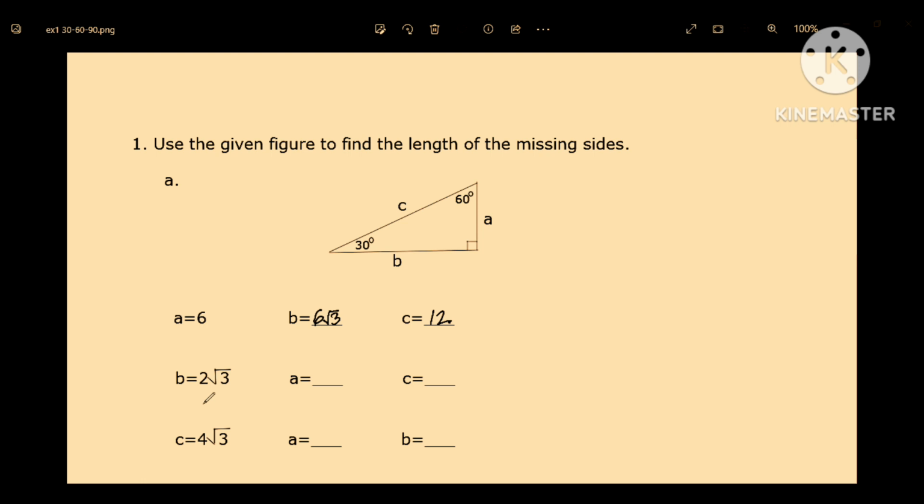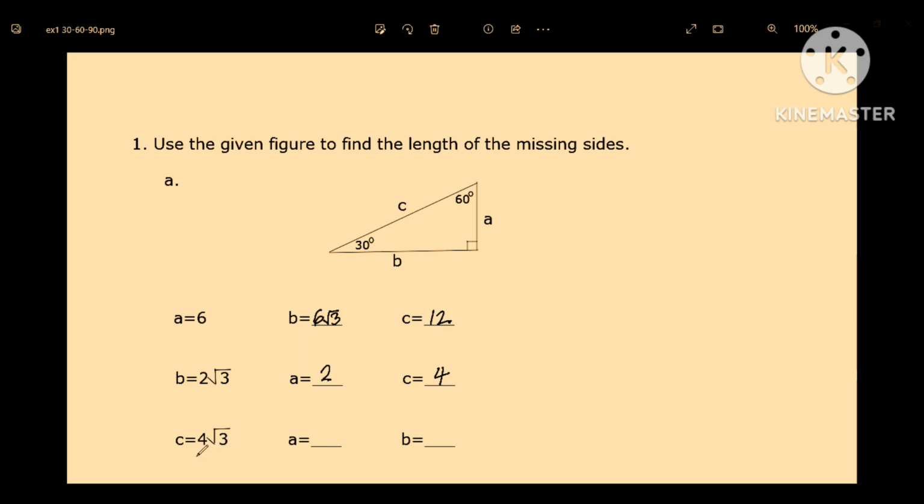What if b is given? The longer leg, which is 2 square root of 3. So to get the shorter leg, since the longer leg is the shorter leg times square root of 3, this time, we can get a by just removing square root of 3, di ba? So a must be equal to 2. Okay? And again, since the hypotenuse is twice the shorter leg, then c must be 4. Okay, so let's have the last one.